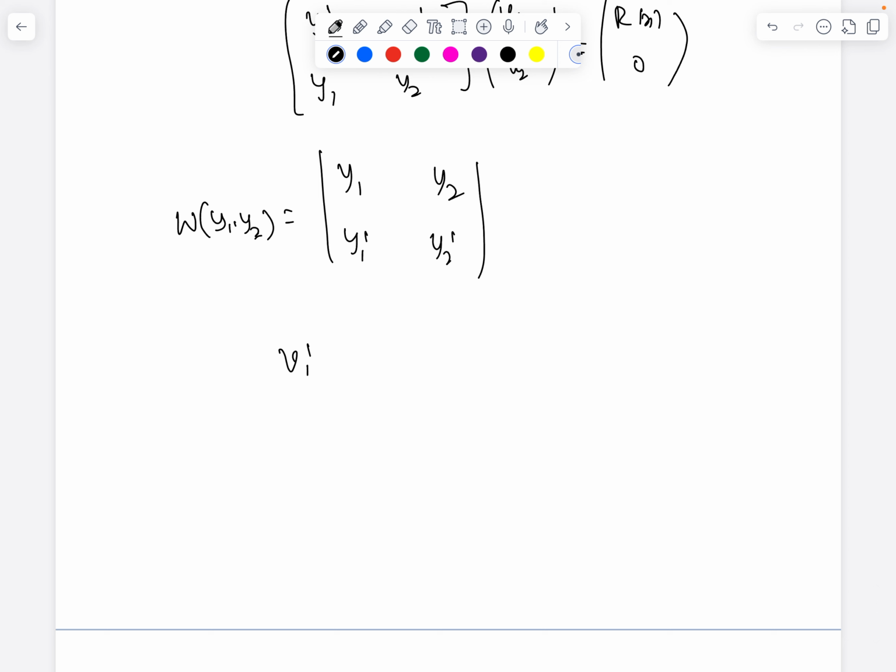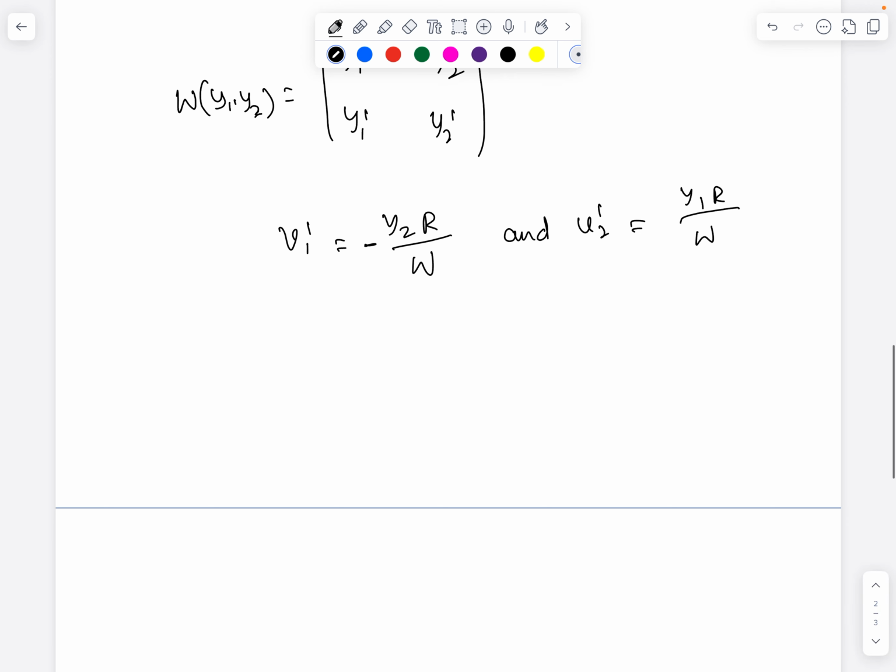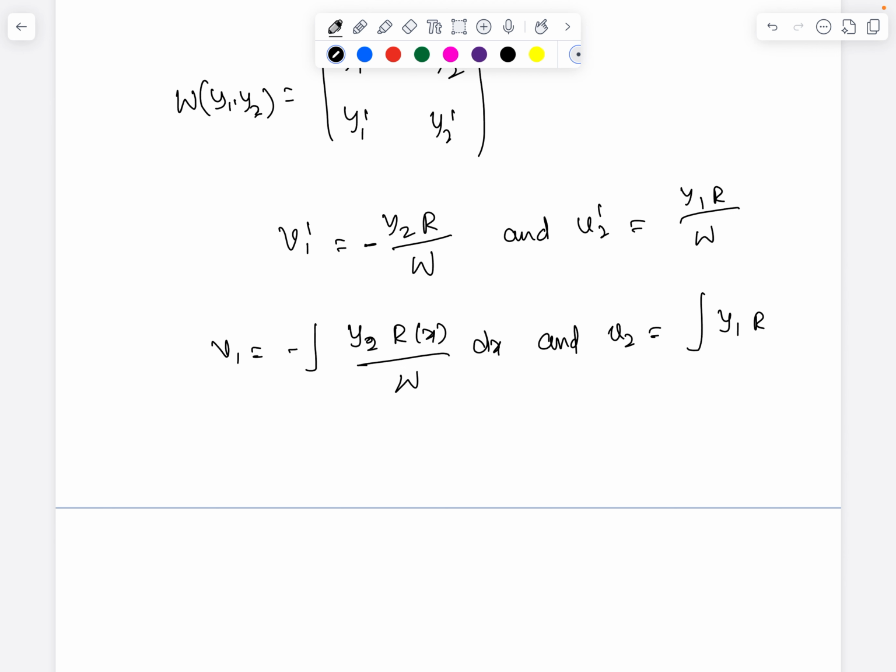Therefore, to solve it, we get v1 prime equal to minus y2 r by W, and v2 prime equal to y1 r by W. If we integrate both sides, v1 is minus the integral of y2 r of x divided by W dx, and v2 is equal to the integral of y1 r of x divided by W dx.